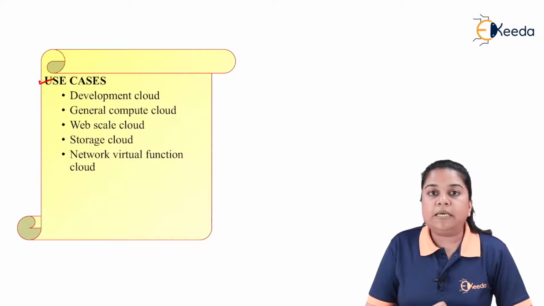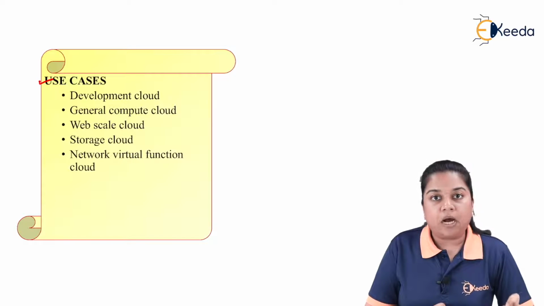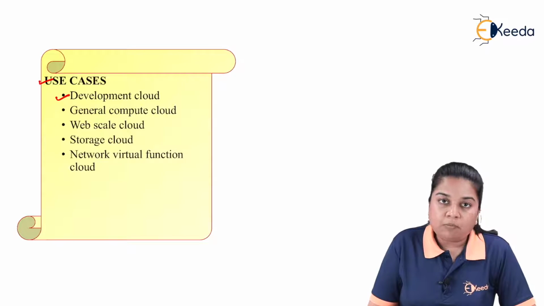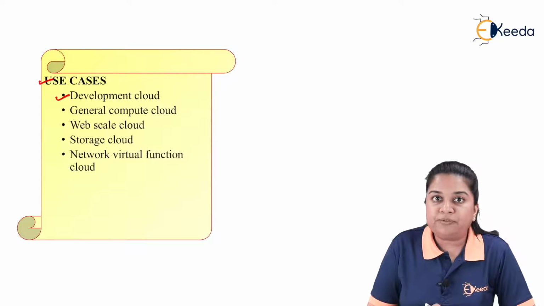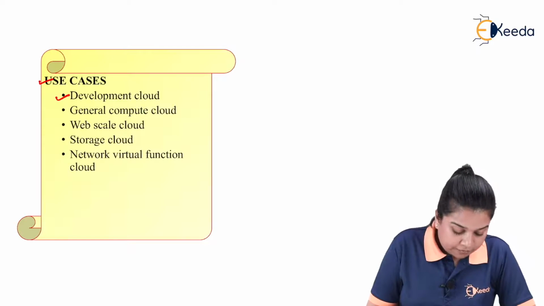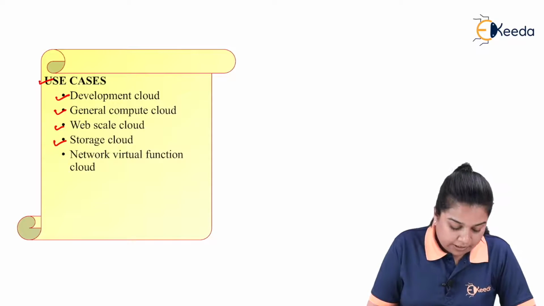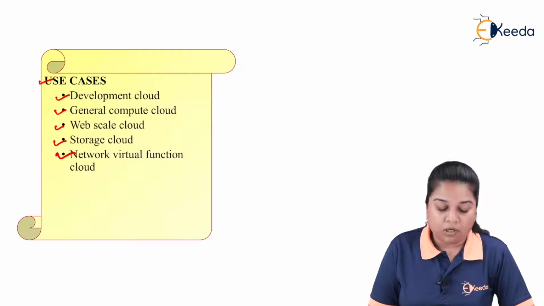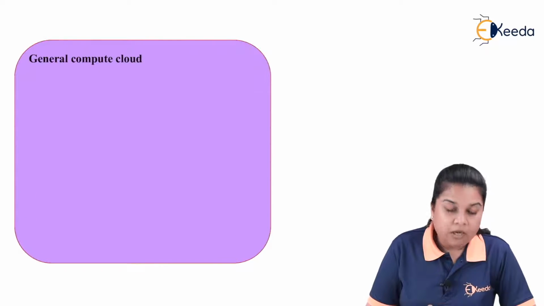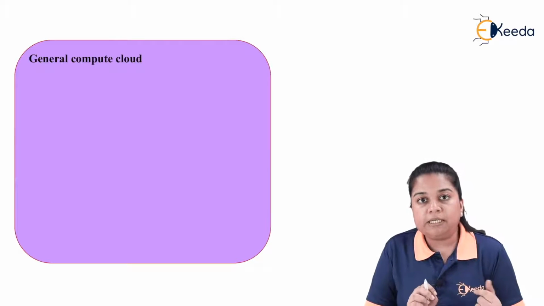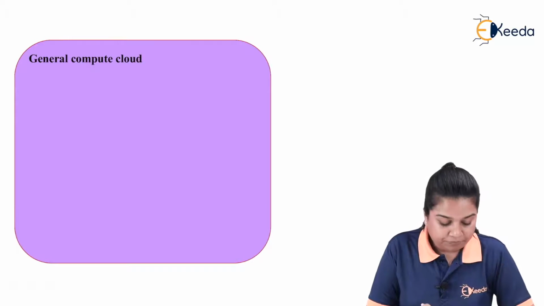Now, the use cases in OpenStack cloud architecture. There are several use cases, some of which we are going to discuss here. The first one is development cloud, second one is general compute cloud, third one web scale cloud, then storage cloud, and then the network virtual function cloud. The use case which we are going to discuss in detail is general compute cloud.